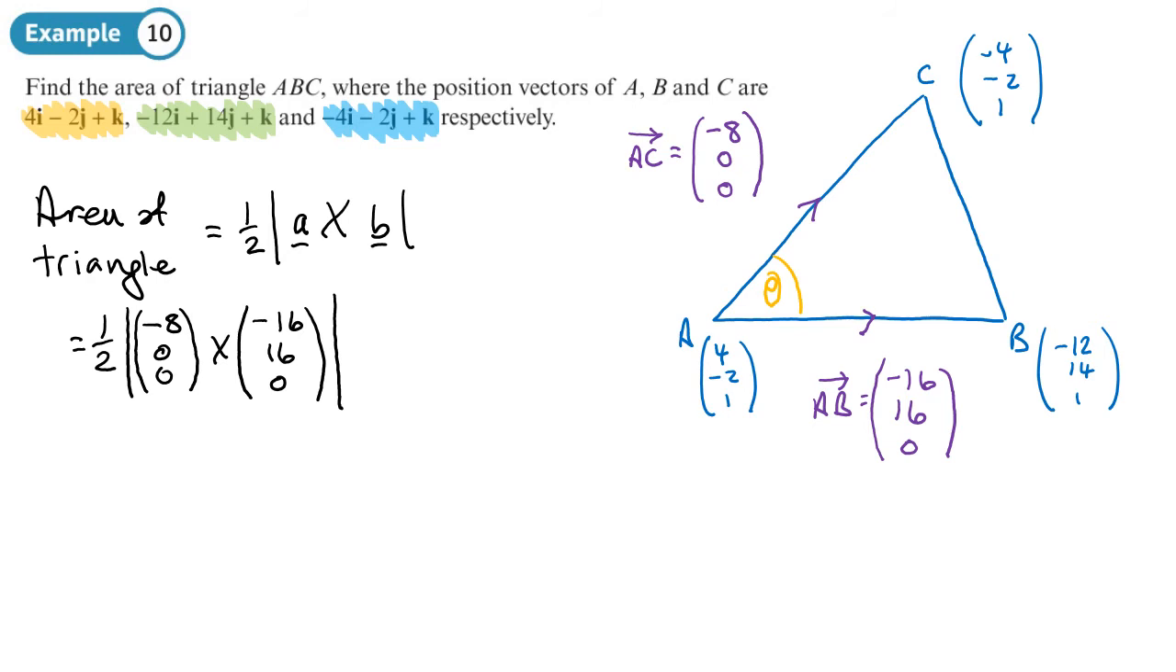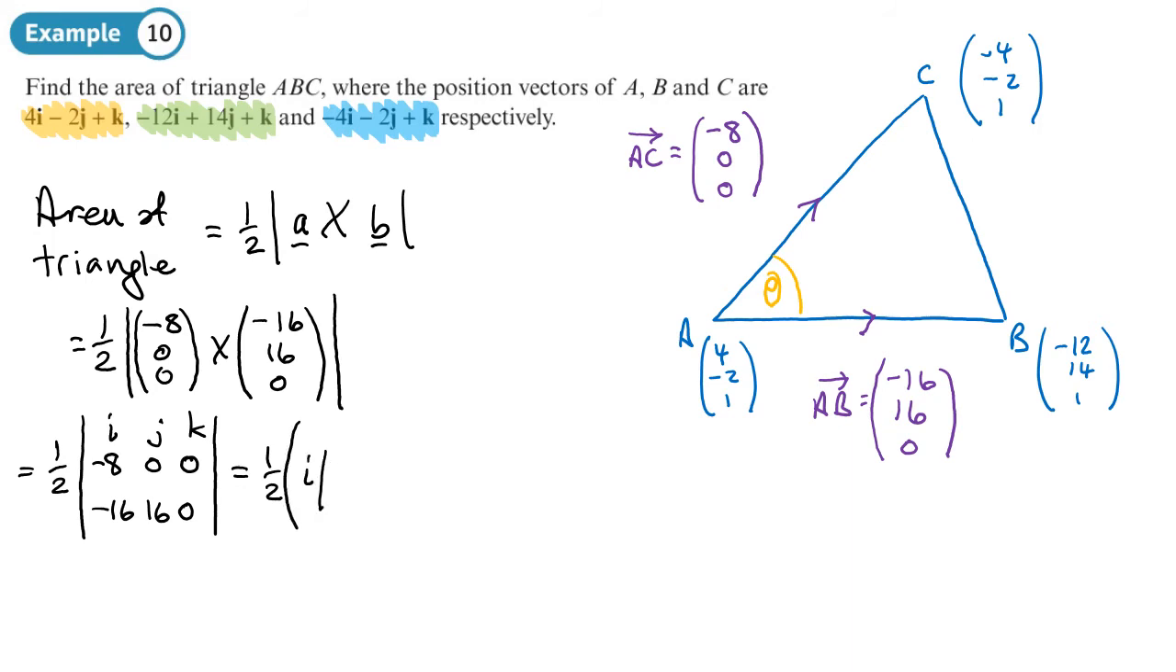Okay, now to find the cross product, we're going to use the determinant method. That's going to be the easiest one. So the area is going to be half of the determinant of this: i, j, k, and then we'll have negative 8, 0, 0, negative 16, 16, 0, and we want to find the determinant of that. Right, so this will be half, and let's stick this all in big brackets. So that'll be i times the determinant of its minor, 0, 0, 16, 0, minus j, and that will be minus 8, 0, negative 16, 0, plus k, and that will be minus 8, 0, negative 16, 16.